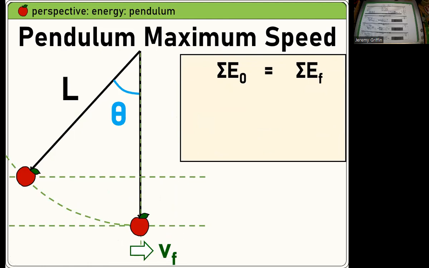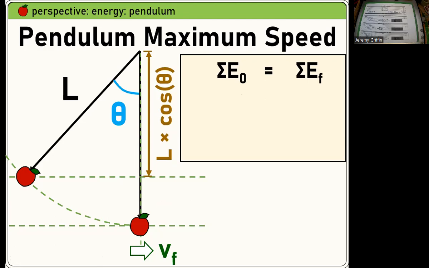Pendulum speed. I think your textbook question version was like some adventurous archaeologist swinging on a vine. You remember this one? There are a few good questions you could ask about this. This is just one of them: how fast do you go at the bottom? You might have to do some geometry for this. I can see AP making you do all these steps.